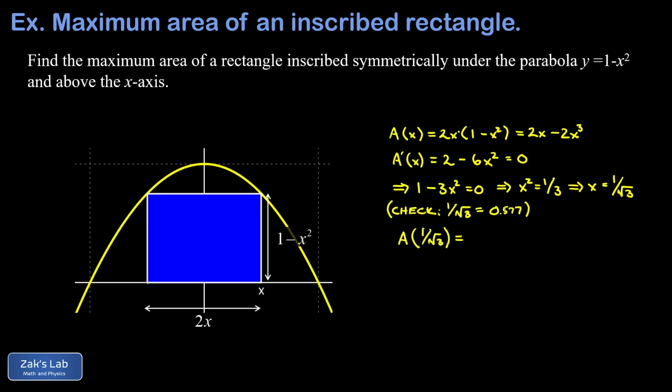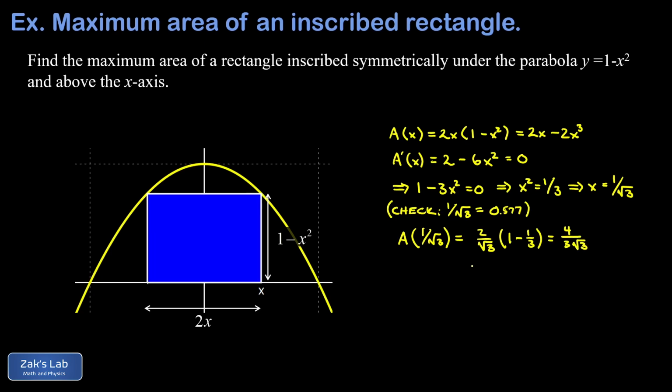And there's a 2x out in front at the beginning of this expression for A of x, so we end up with a 2 over root 3 out there. And then in my parentheses, I have 1 minus x squared. Well, x squared is 1/3. So inside those parentheses, I have 2/3, and I'm going to multiply that by the 2 over root 3 out in front. And that gives me 4 over 3 root 3.